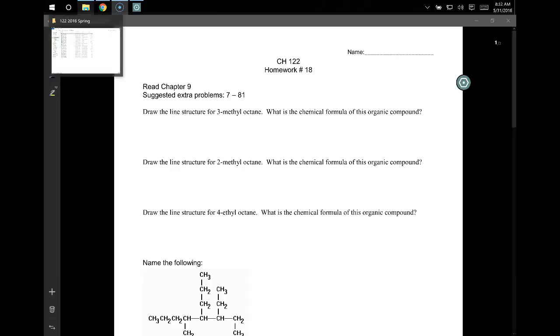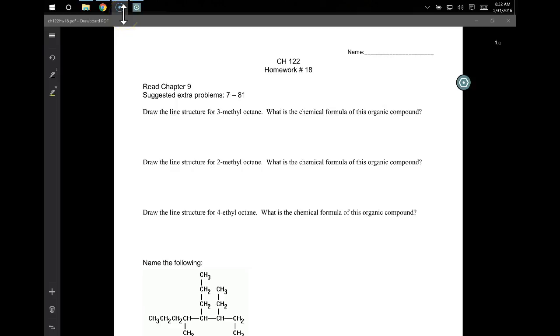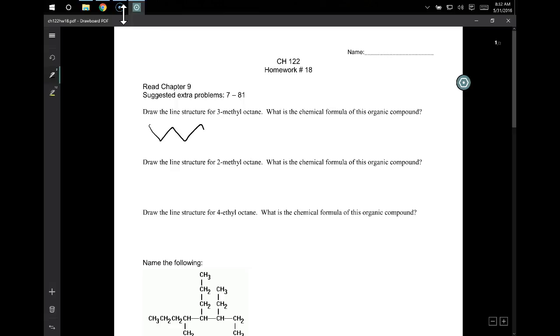Let's do line structure for 3-methyl octane. So it's 2, 3, 4, 5, 6, 7, 8, 1, 2, and then a 3. And then it's C9H20.